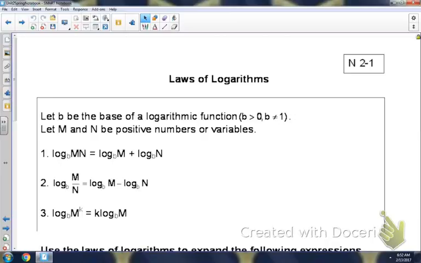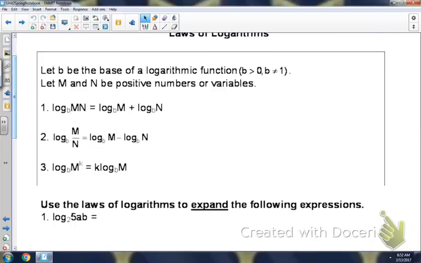All right, so law 1 states that if you have a log and you're multiplying m times n, you can expand that into two different logs by breaking the m and n up, and then you're just adding those together. So when you multiply, you add. Very similar to laws of exponents. When you multiply, you add.